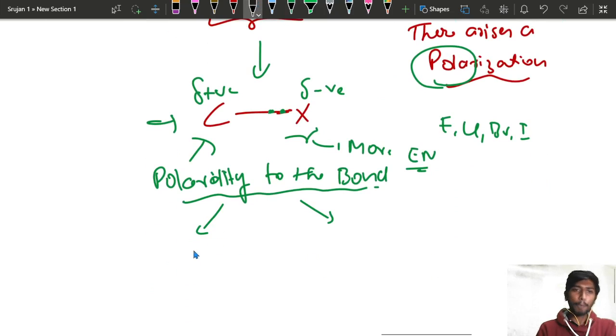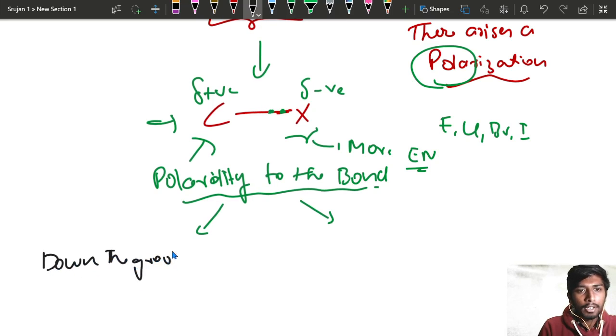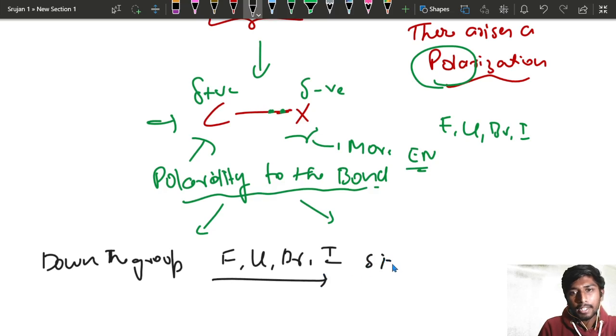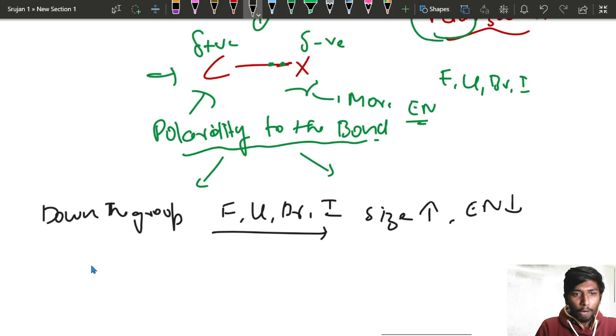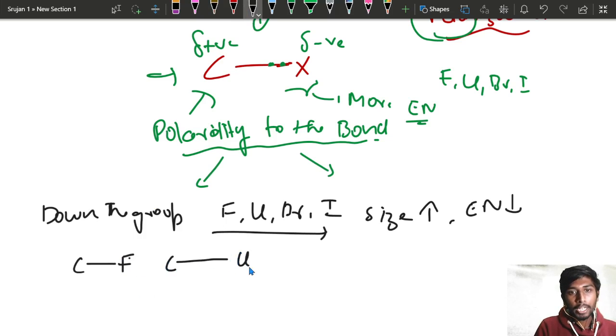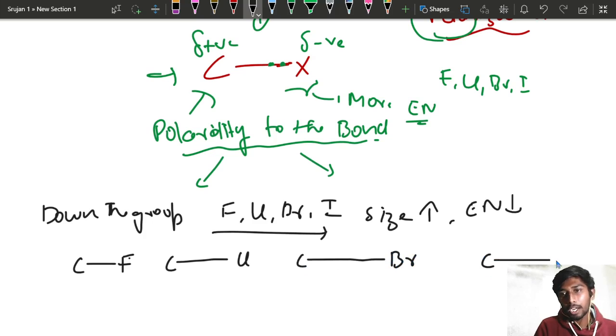So let me talk about one property. Down the group of fluorine, chlorine, bromine, and iodine, size increases and electronegativity decreases. As the size increases, the bond length between carbon and halogen increases. I'll show you with writing. With fluorine, next with chlorine it somewhat increases, next with bromine it is somewhat bigger, and with iodine it will be greater.